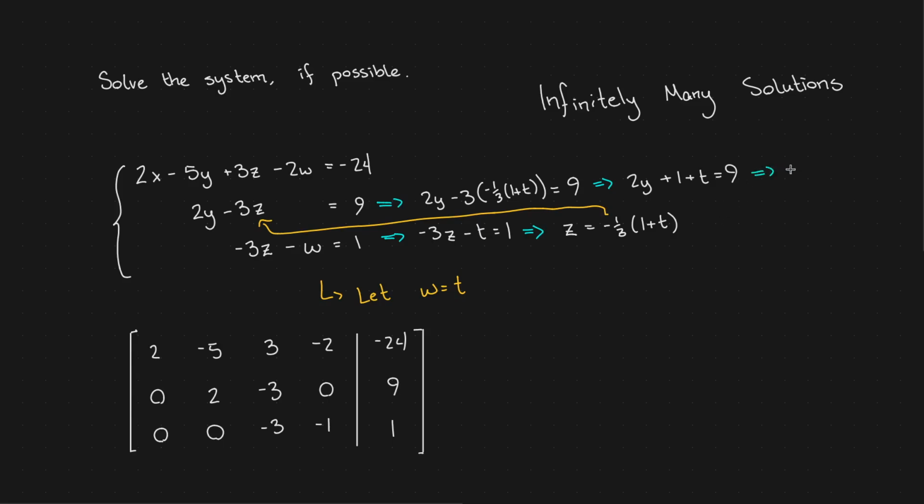So y equals 1/2 times (8 minus t). Now I have w and z and y expressed in terms of the free variable. Back substitute again. This might get a little hairy.